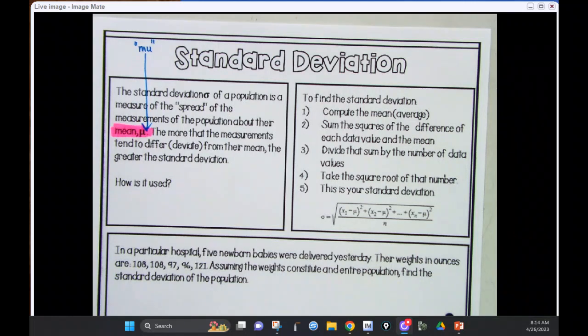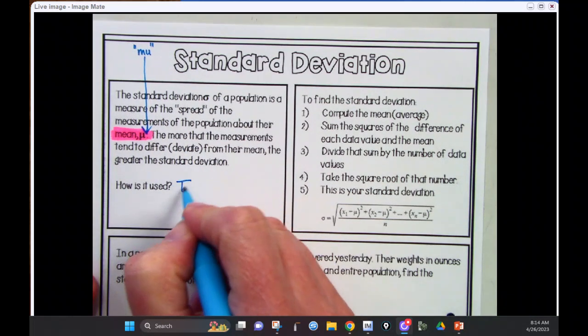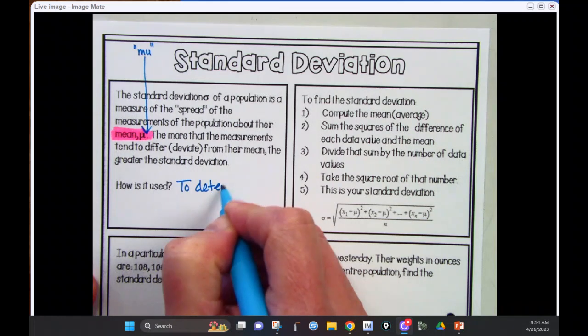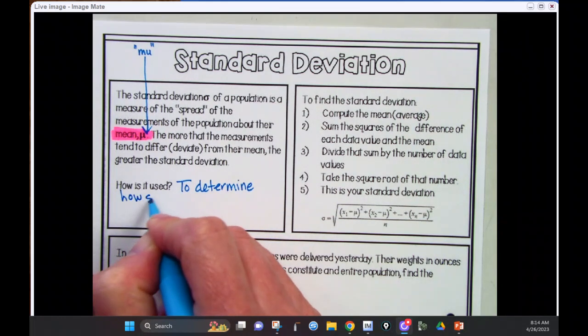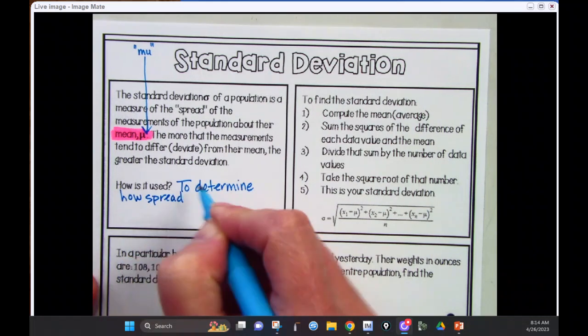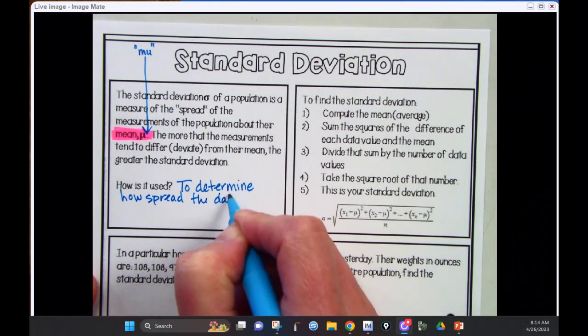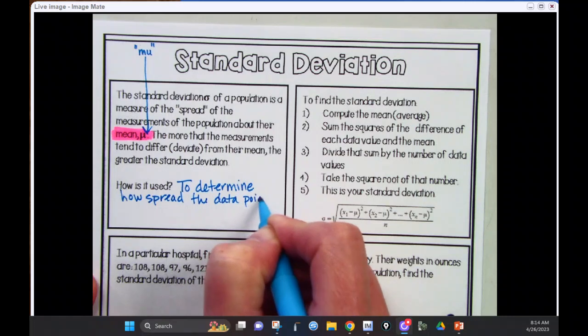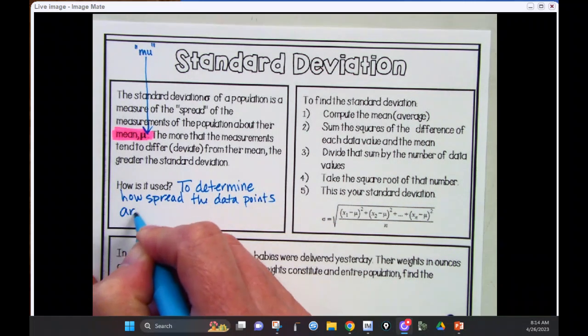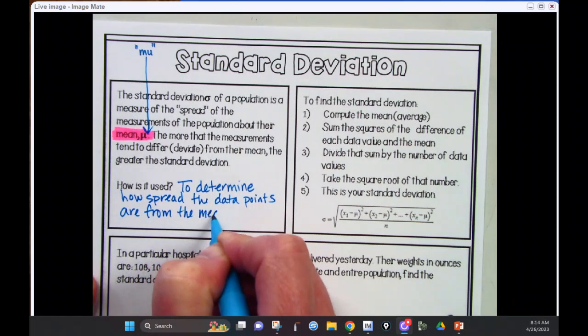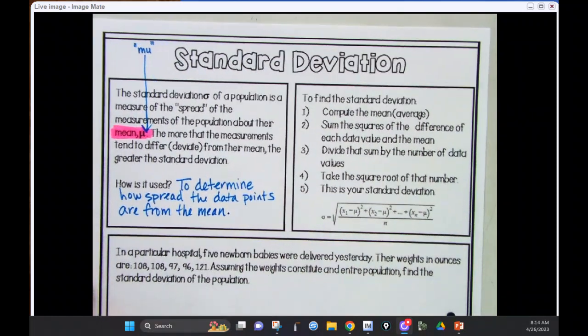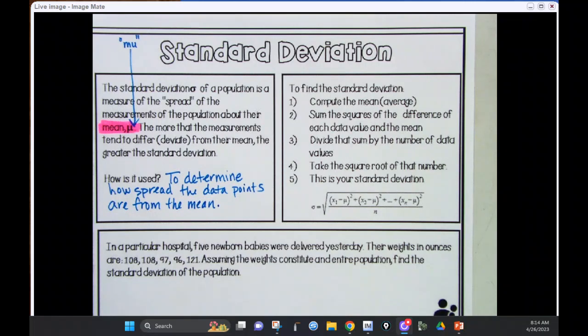So how is it used? To determine how spread the data points are from the mean. And remember, mean is just a fancy name for the average.